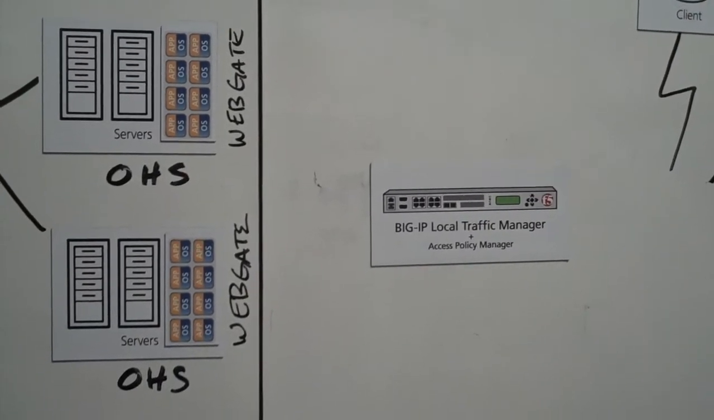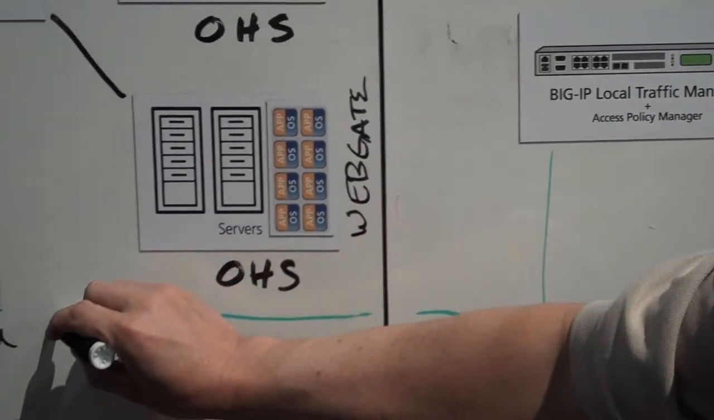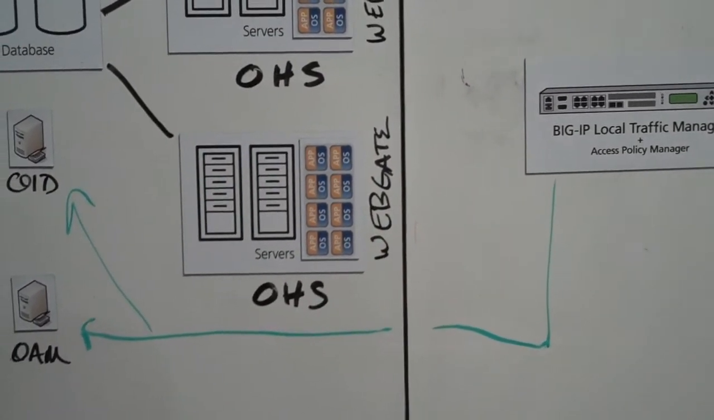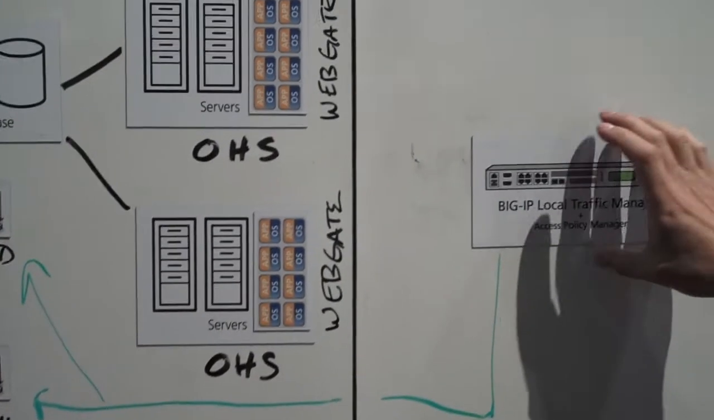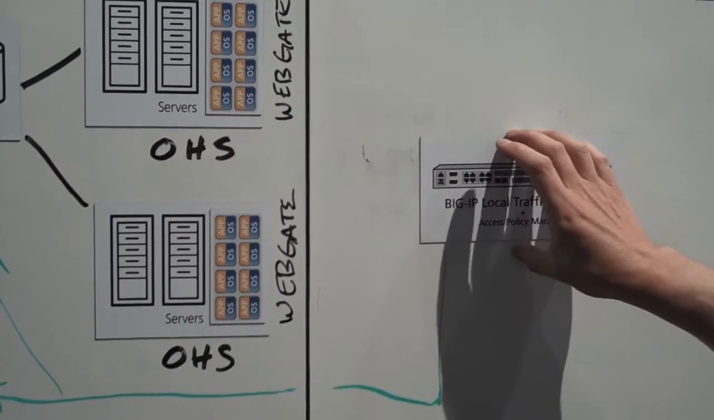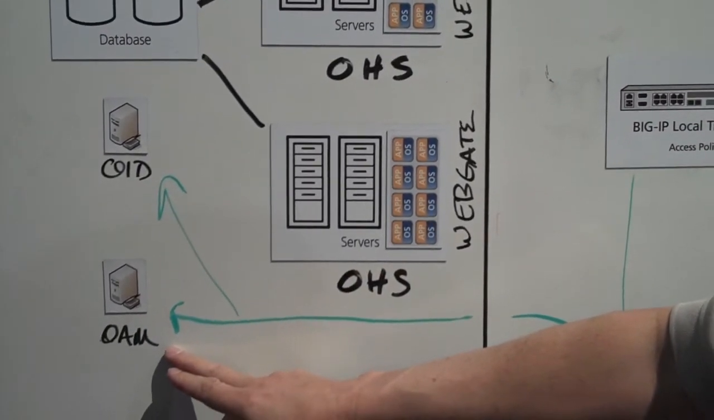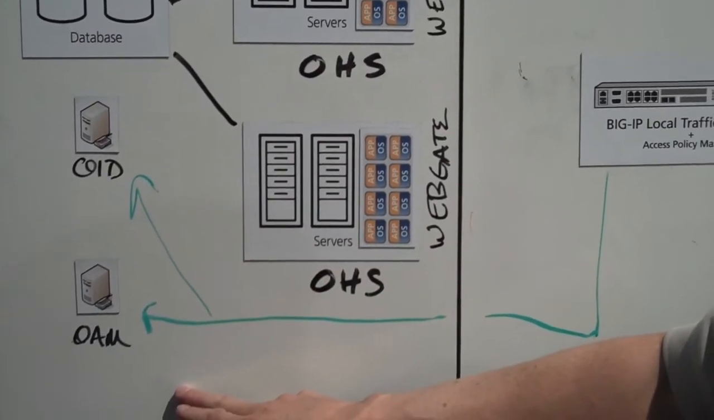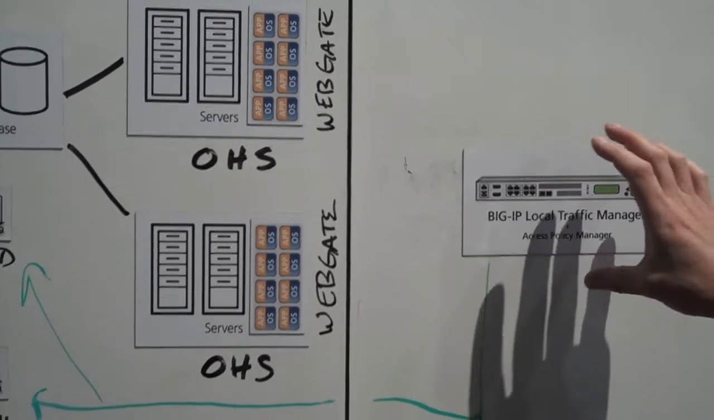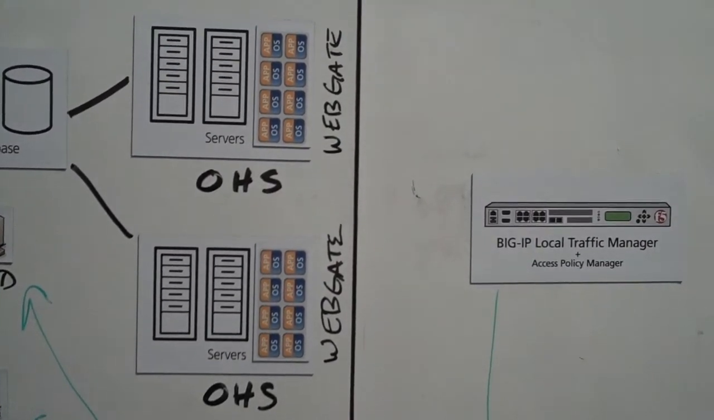Now the BIG-IP device is connected to the OAM server, and it's also connected to the LDAP or OID server. When a client comes in to access one of your websites, BIG-IP takes over that WebGate Access Gate proxy function, and it queries the Oracle Access Manager and the OID server to authenticate and validate the user, sets the session cookie for the user, and then if the user is approved, BIG-IP goes ahead and forwards the request to the actual web server.